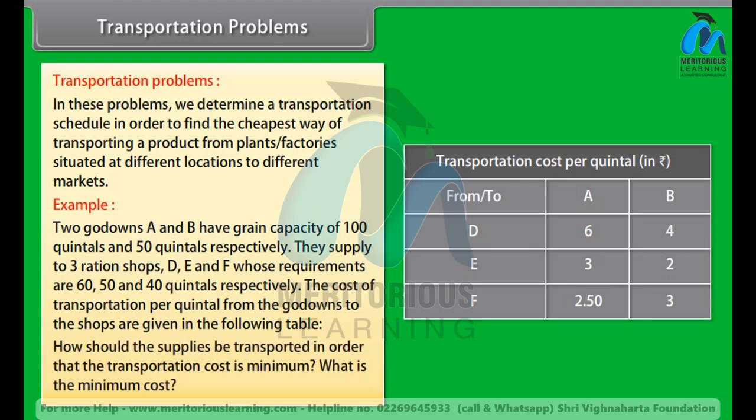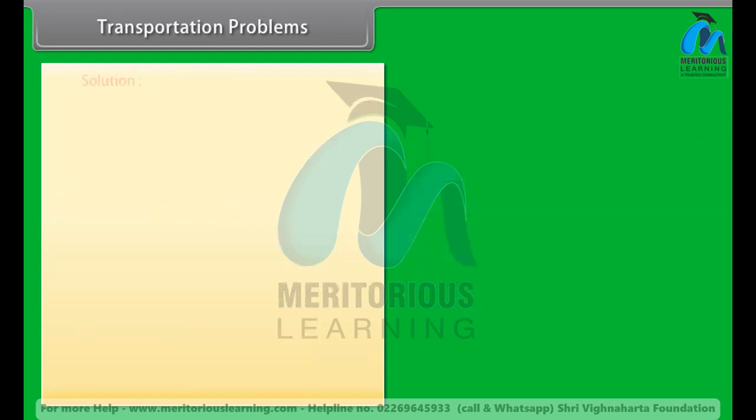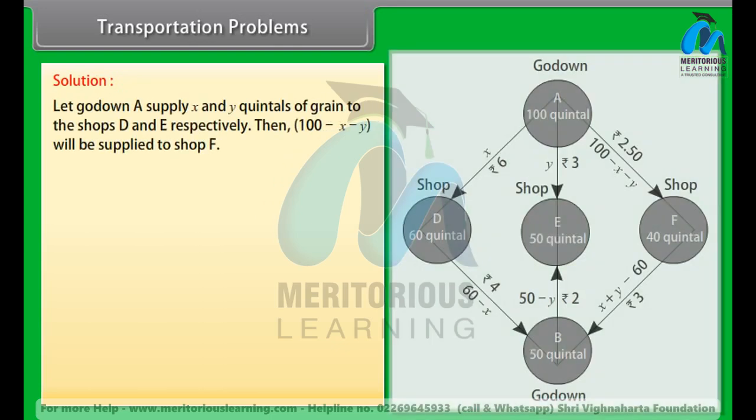How should the supplies be transported in order that the transportation cost is minimum? What is the minimum cost? Solution. Let godown A supply x and y quintals of grain to the shops D and E respectively. Then 100 minus x minus y will be supplied to shop F.